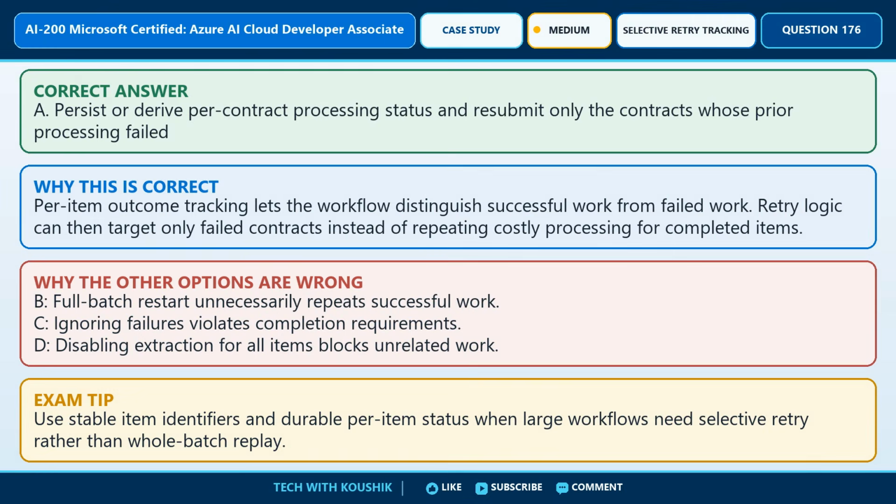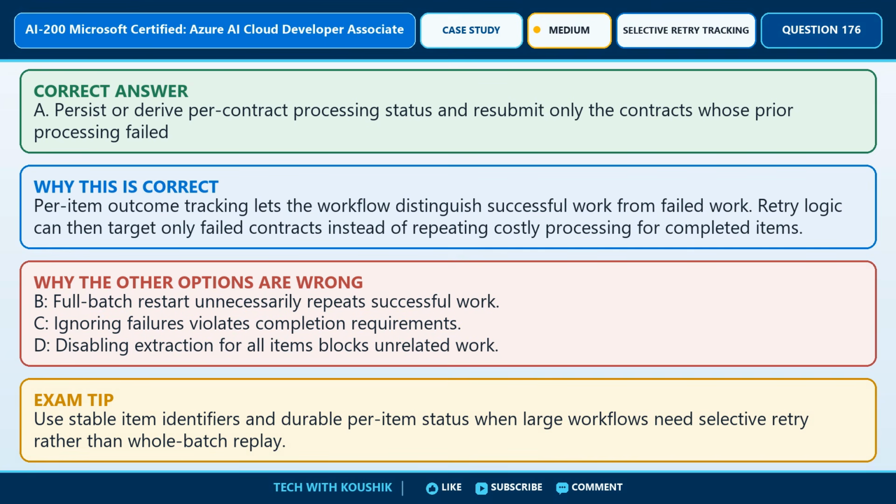The option that satisfies the complete requirement is option A. Persist or derive per contract processing status and resubmit only the contracts whose prior processing failed. The requirement to solution match is per item outcome tracking lets the workflow distinguish successful work from failed work. Retry logic can then target only failed contracts instead of repeating costly processing for completed items.